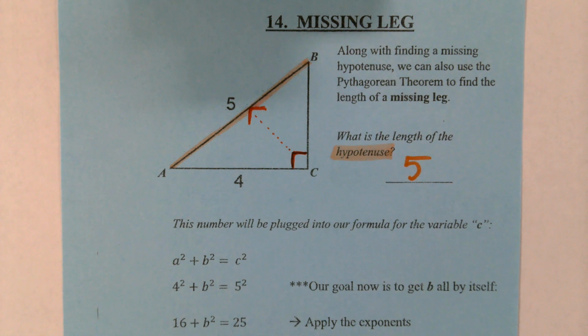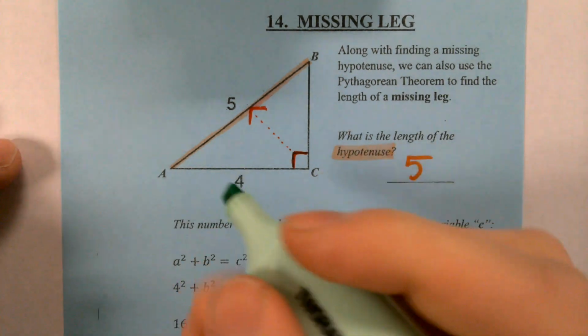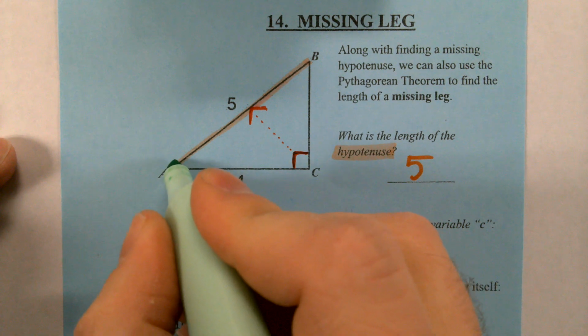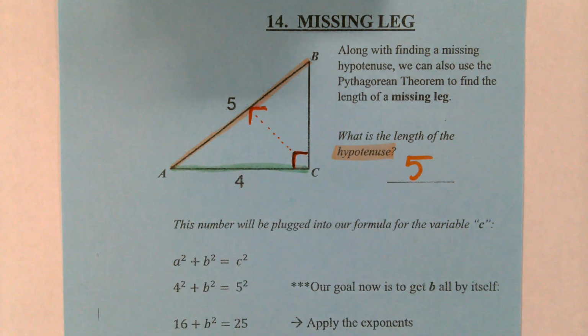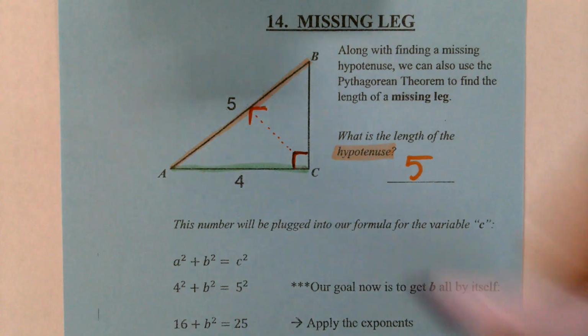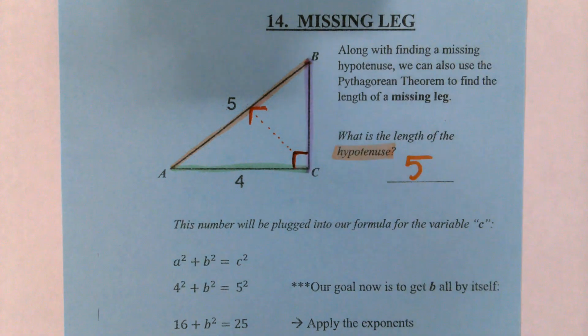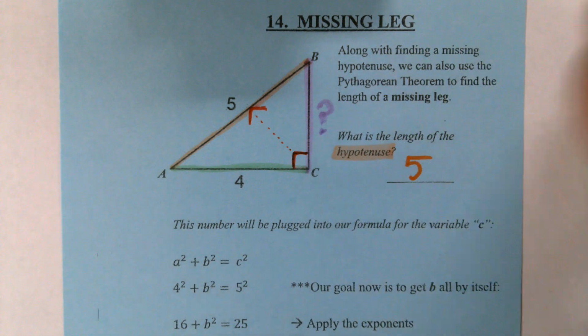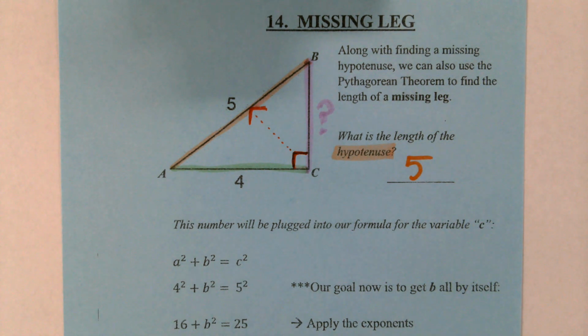And we also know what one of the leg lengths is, right? What's one of our legs' lengths? 4, exactly. 4. And what we need to find is our missing leg length right there, right? We don't know what this length is. We're going to have to find out. So we're going to do the same thing that we did when we were missing a hypotenuse. We're going to take the 2 numbers that we do have, and we're going to plug them in.